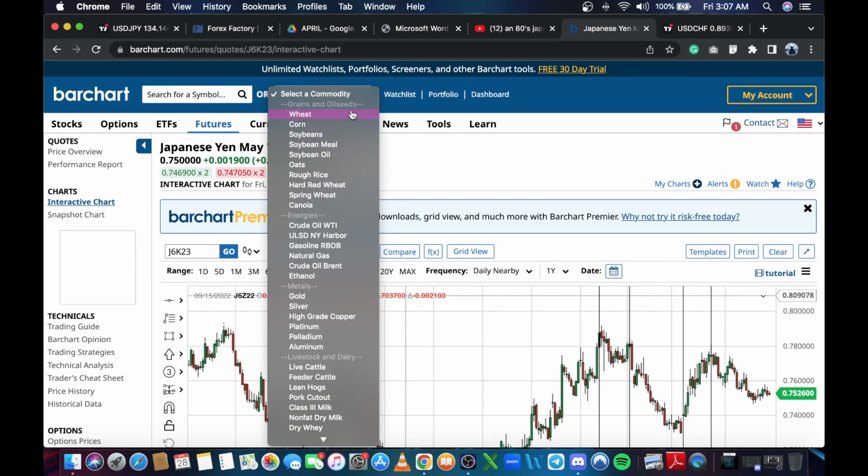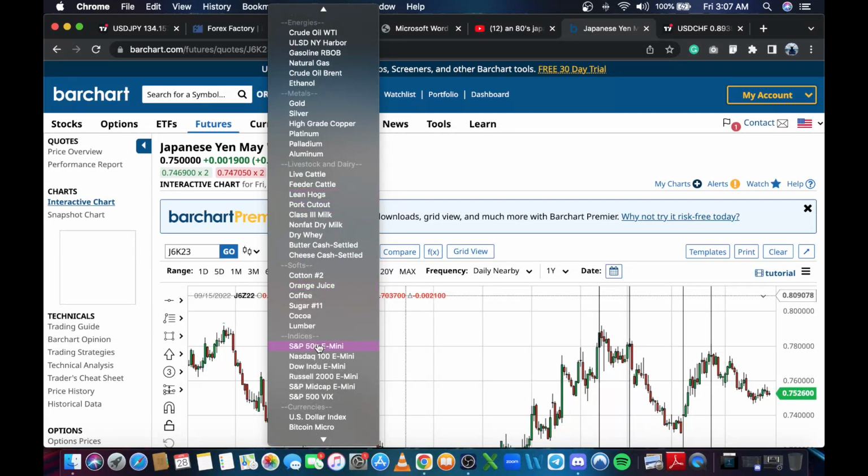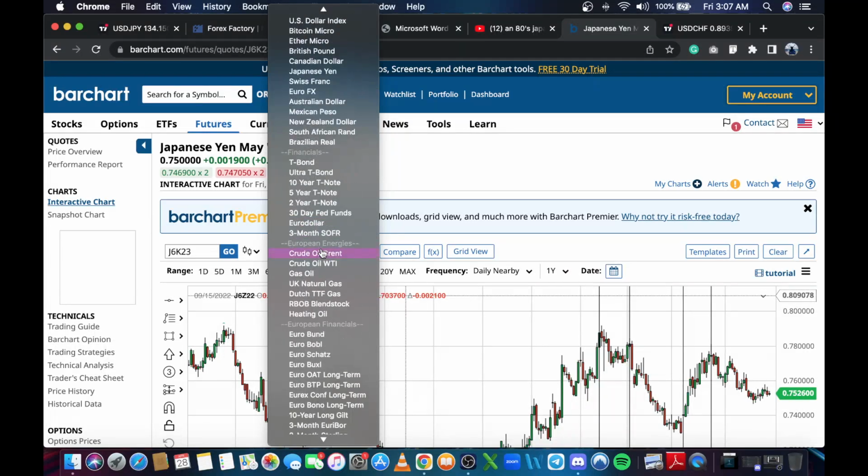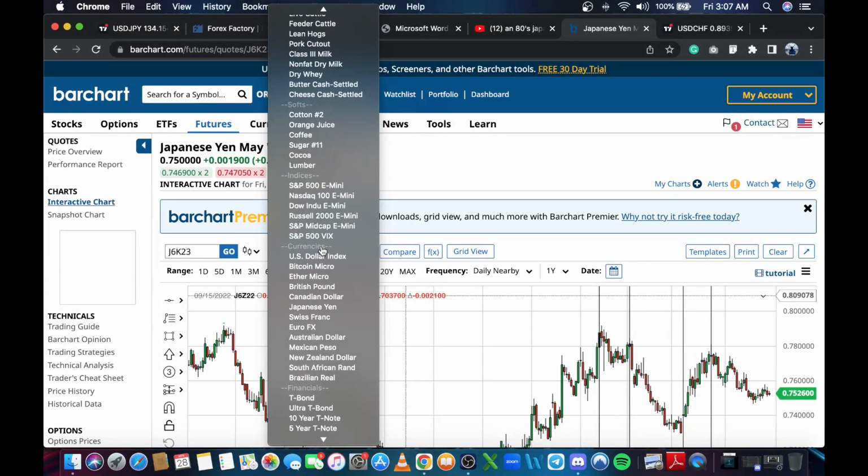You have grains and oilseeds, you have energies, and in grains and oilseeds, you have wheat, corn, soybean, oats, rough rice. These are all assets you can trade, by the way. And then you have energies, and in energy you have ethanol, natural gas, oil, and then you have metals, and you have livestock, and you have softs and indices, and now you have currencies. So you go to the section that is currencies. Here, you look for yen.